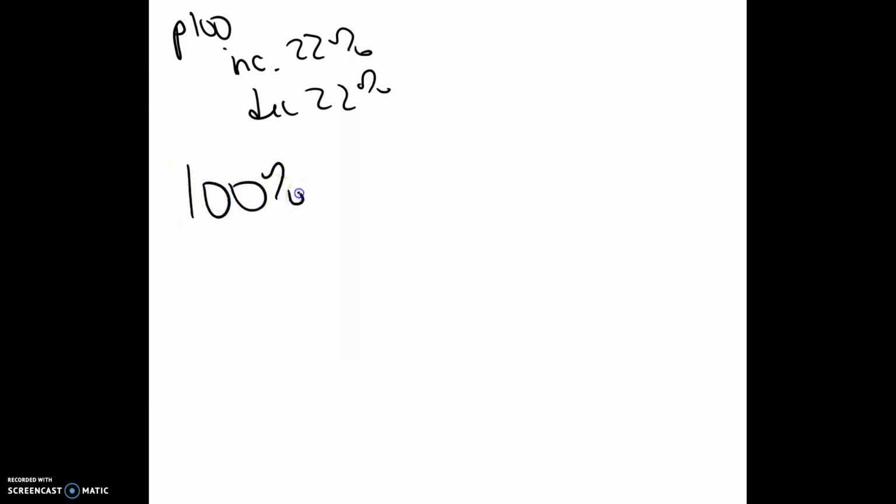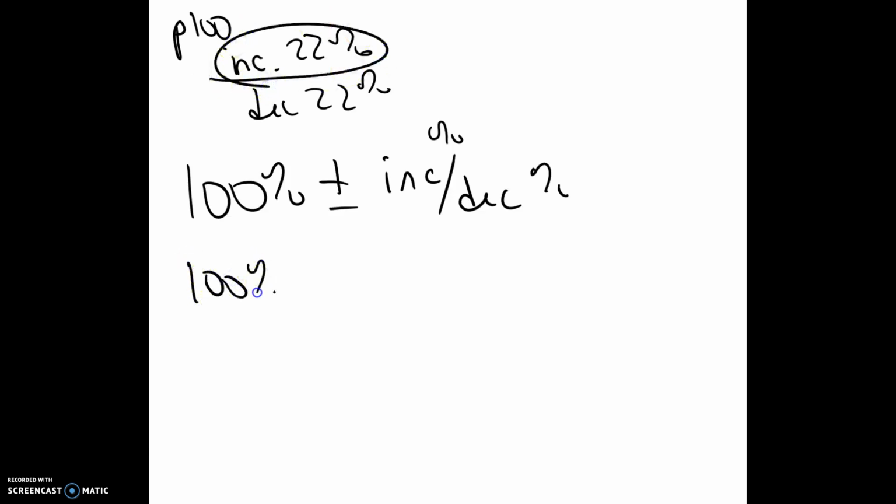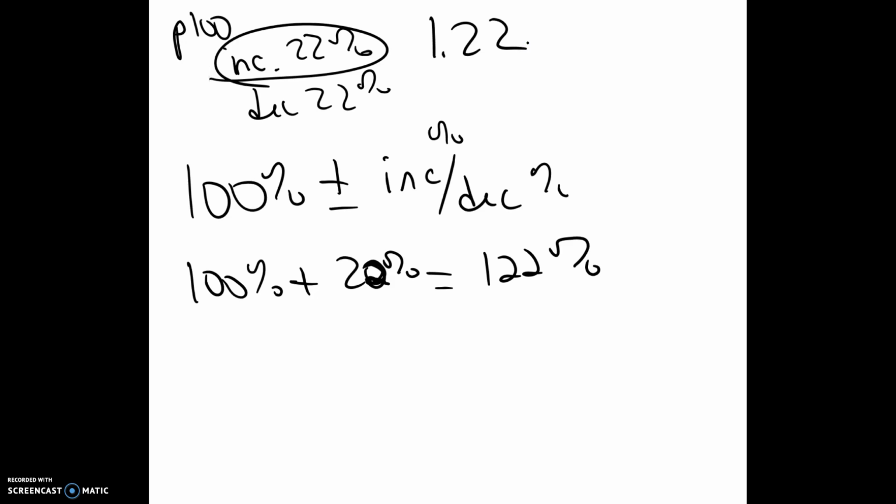Okay, on the bottom of page 100, it says, what would your multiplier be for an increase of 22% and a decrease of 22%? So again, a multiplier is always 100% plus or minus your increase or decrease percent, whichever one you're doing, and then you put it in decimal form. So if I'm increasing by 22%, I'd have 100% plus 22%. So that would be 122%. But in decimal form, that would be 1.22. So that's what I would call my multiplier. And what that does is it adds the 22% to it, so I don't have to do 2 steps.